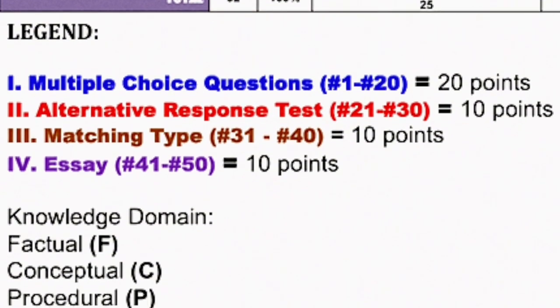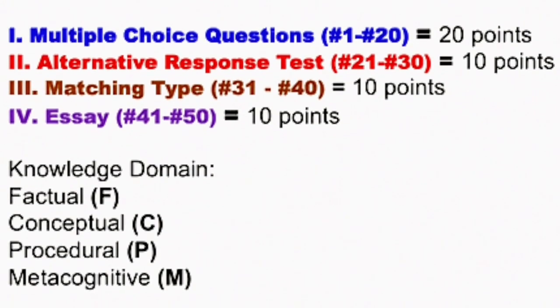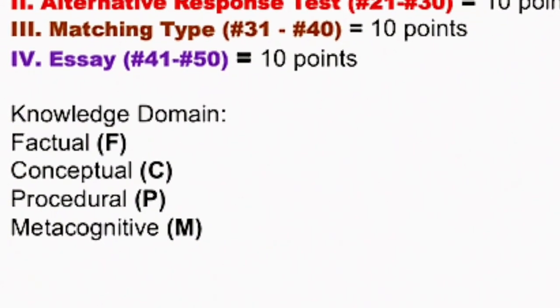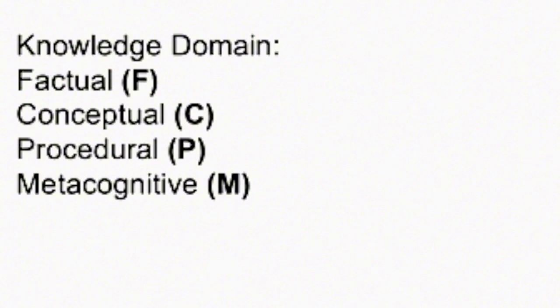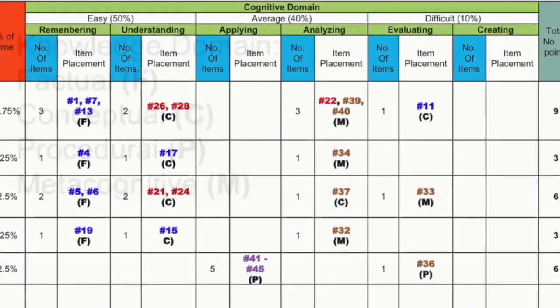Moving on, we must also determine the knowledge dimensions associated with each item. These dimensions encompass factual, conceptual, procedural, and metacognitive knowledge. Finally, ensure that you align the knowledge dimensions with the chosen assessment types. For example, multiple choice questions and alternative response test work well for assessing factual and conceptual knowledge. In contrast, essays, based on our TOS, is for application because we want to assess how the students will apply the concepts they have learned.